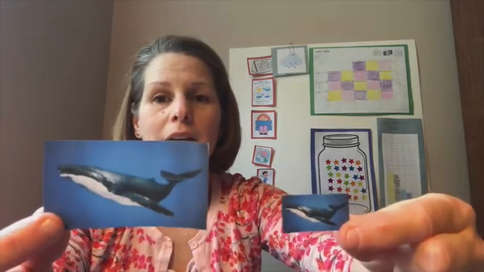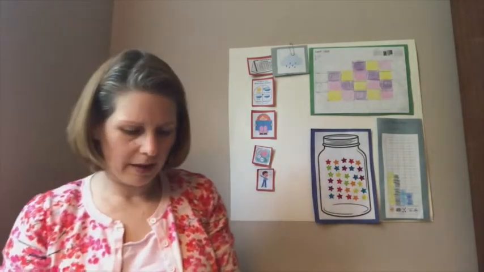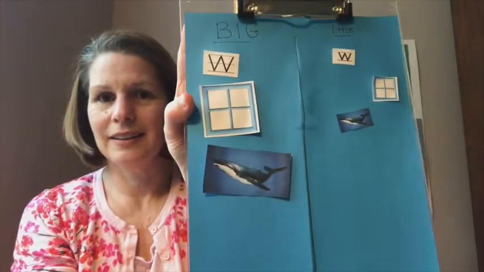All right, next we have something that swims in the ocean. It's a whale. Which picture of the whale is big? This one, isn't it? Then that means this picture is little. So we'll put the big whale on the big side and the little whale on the little side.